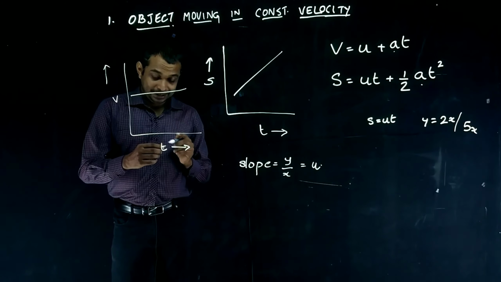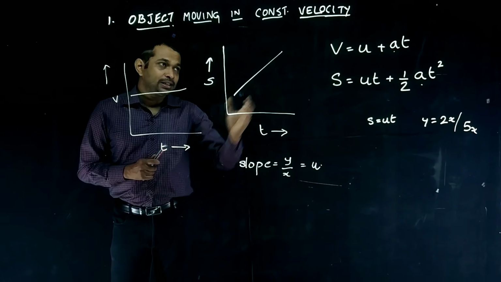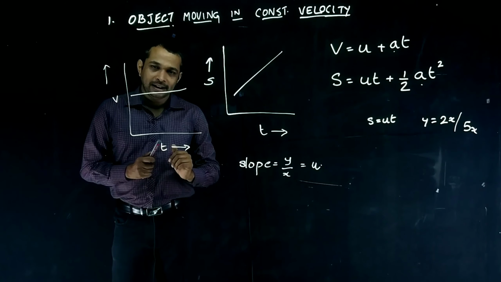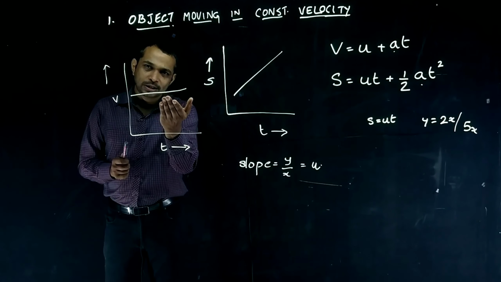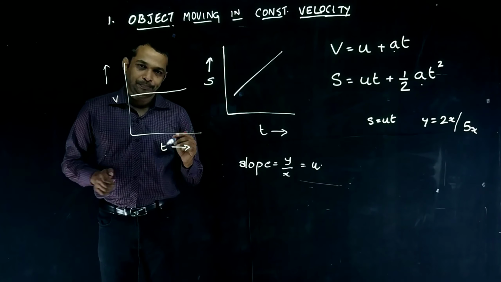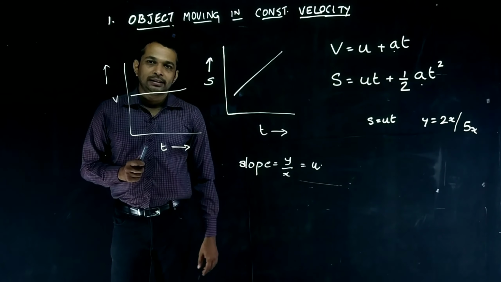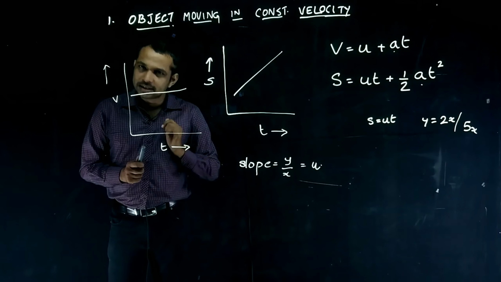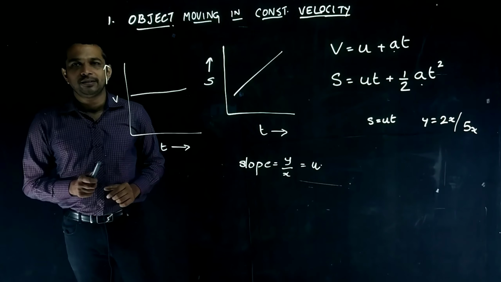Now, we know that acceleration is 0 when the object is moving at a constant velocity, right? Now let's check it graphically. What will the slope of this velocity time graph look like? We have seen just before that the slope of a line parallel to the x-axis is 0, right? So here the slope of this graph is 0.